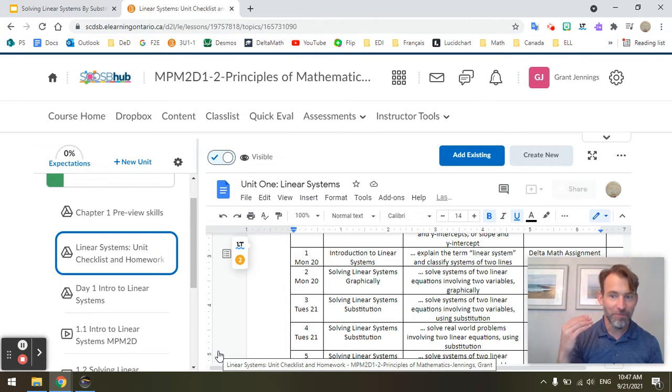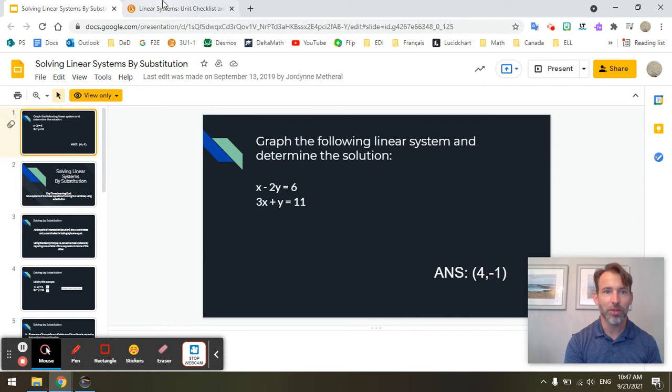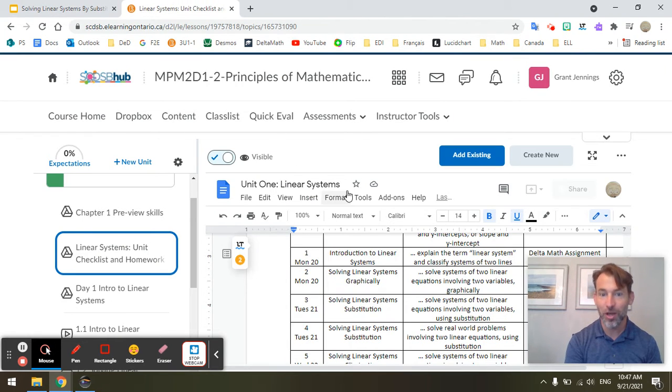We are on days 3 and 4 today of Unit 1, which is our unit on linear systems. Our main topic for today is solving linear systems by substitution. All right? Now, I just want to take you on a quick tour of some things in the D2L to help you organize yourself for today.